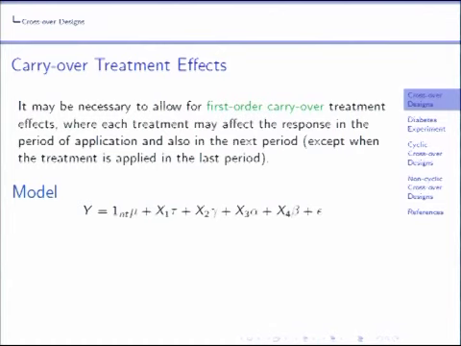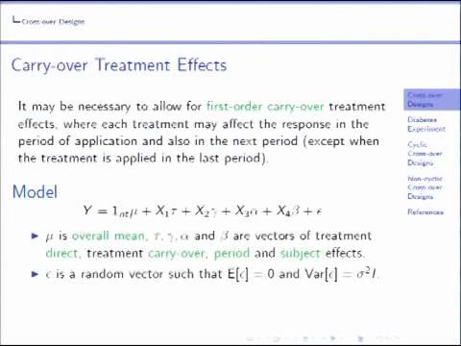This is the model that I'm using. I'm assuming that all my effects are fixed. So mu is the overall mean. Tau and gamma are my vectors of direct treatment effects and first order carryover treatment effects. Alpha are my period parameters, and in the designs that I put up, I'm going to have rows as periods, and beta is my vector of subject effects, and similarly I'm going to have columns as subjects in the designs that I put up. Epsilon is a random vector. I'm assuming that all the elements of epsilon have mean 0 and that they're all uncorrelated with the same variance. That might be unrealistic, but that's what I will assume for the time being.